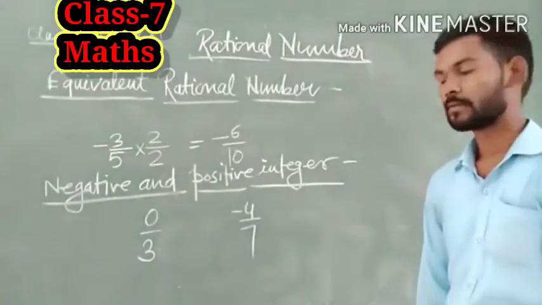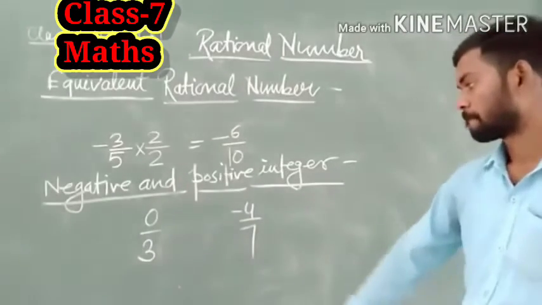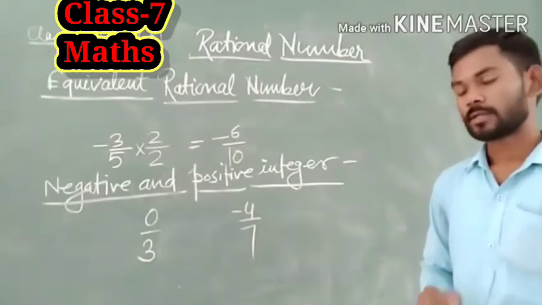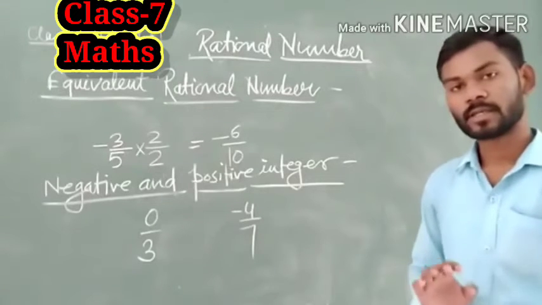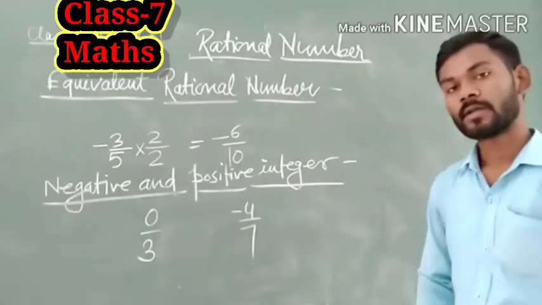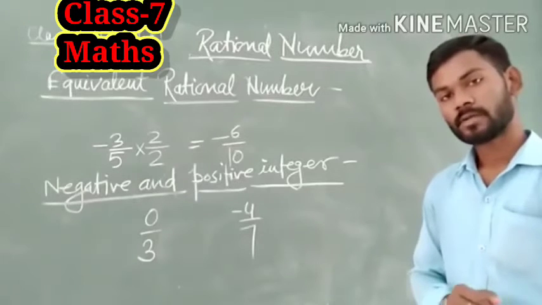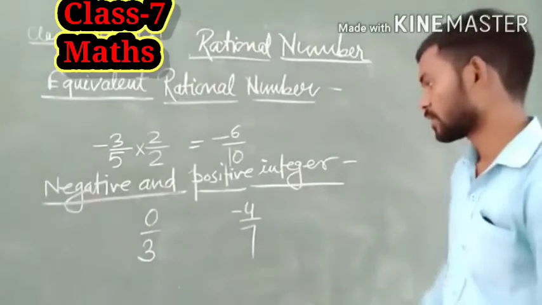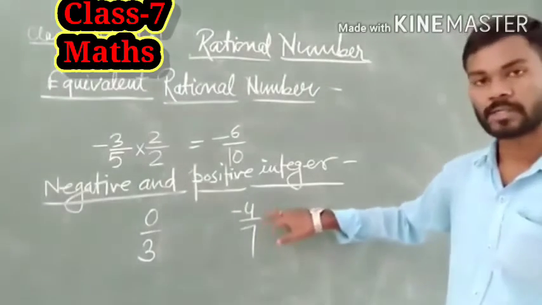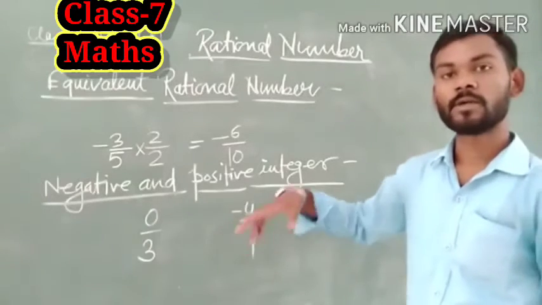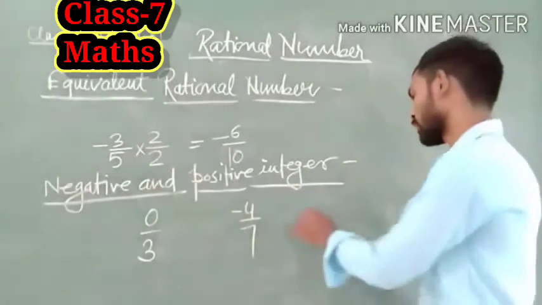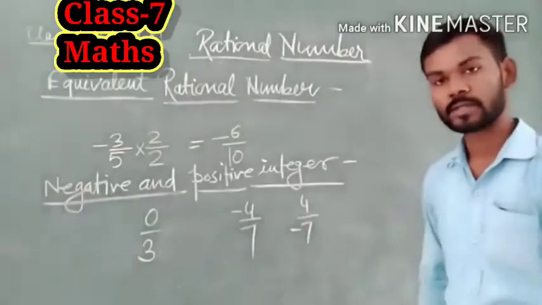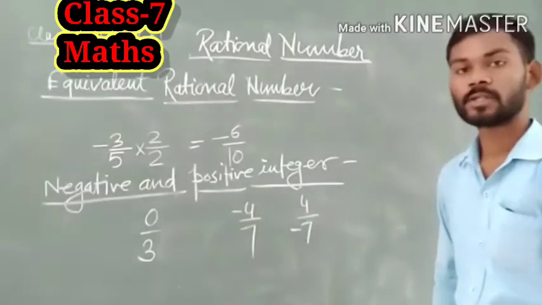But if we write minus 4 upon 7, here we can see that minus 4 is a negative integer. So such a type of rational number is called a negative rational number. Negative rational numbers may also be of various types. This is a negative rational number having the numerator with a minus sign. Sometimes we also have it like this. This is also a negative rational number, having the denominator with a minus sign.